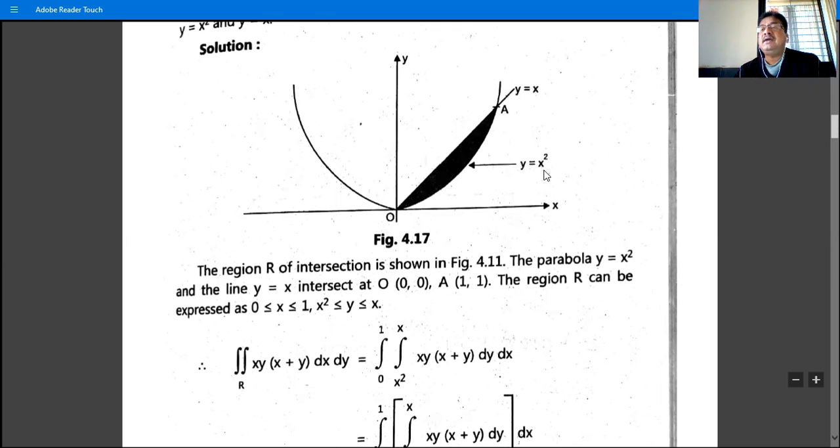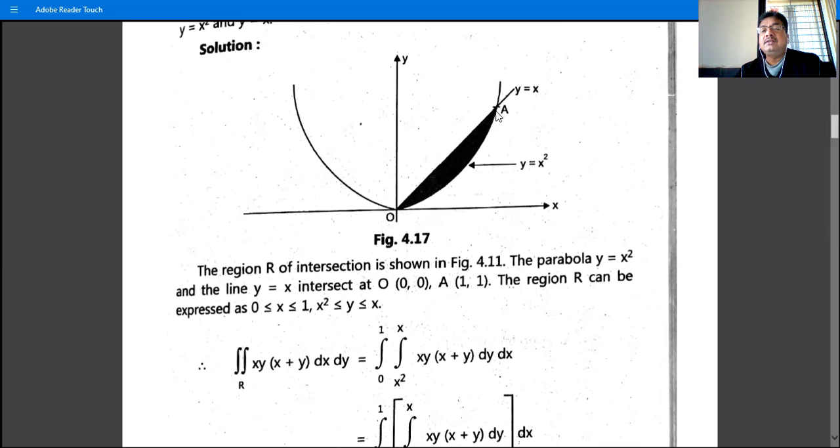So we have x into x minus 1 is equal to 0, which means x is 0 or x is 1. If x is 0, then y is 0. If x is 1, then y is 1. Okay, so what are the coordinates? The parabola and the straight line intersect in two points: 0, 0 and this point, 1, 1.